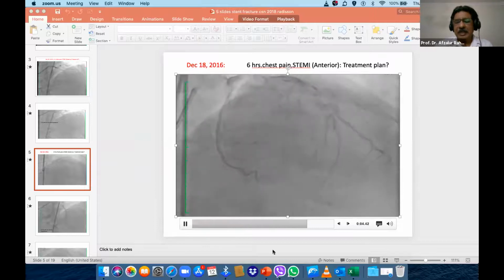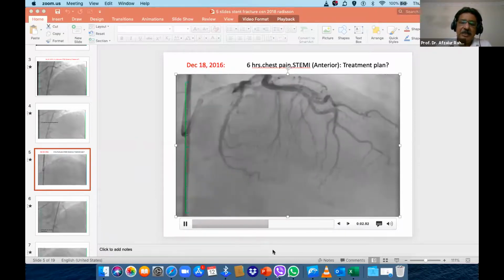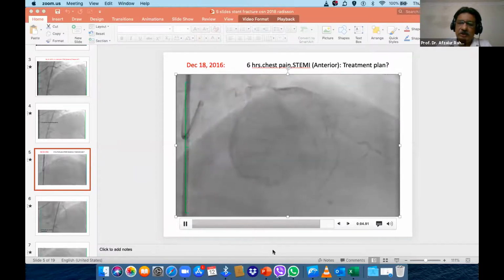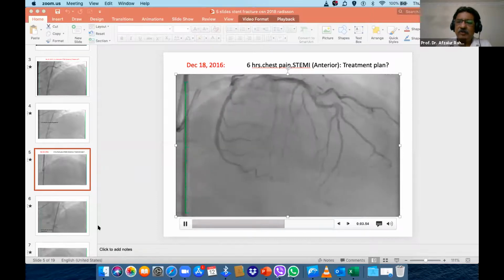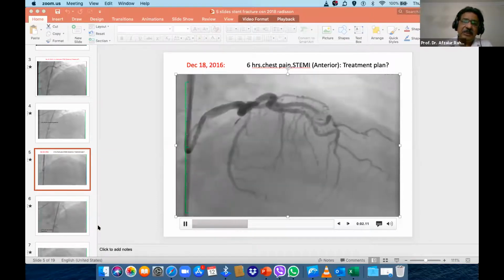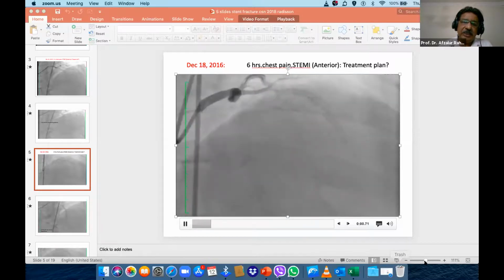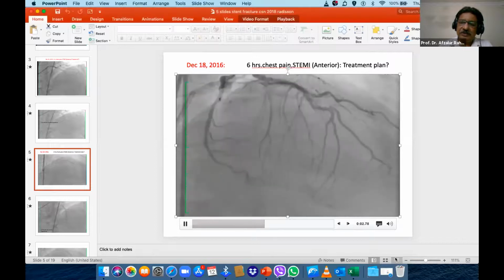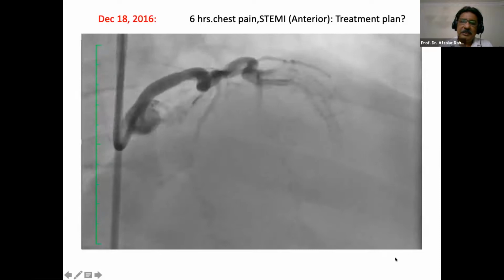I want to add that at some time, in a vessel where there is tortuosity or kinking, this portion of the stent may break. So we have to be careful about that. This is the best example, a beautiful example: there is some kinking of the stent and this portion usually fractures. It is due to the coronary anatomy that the stent fractures.